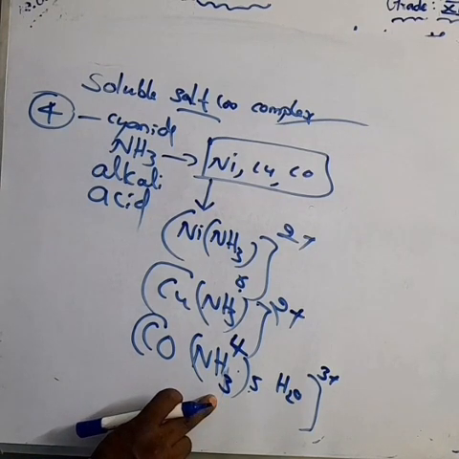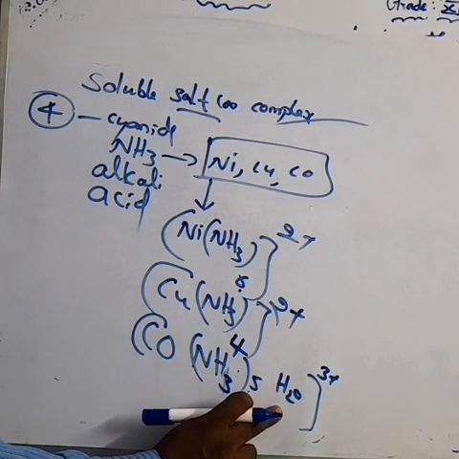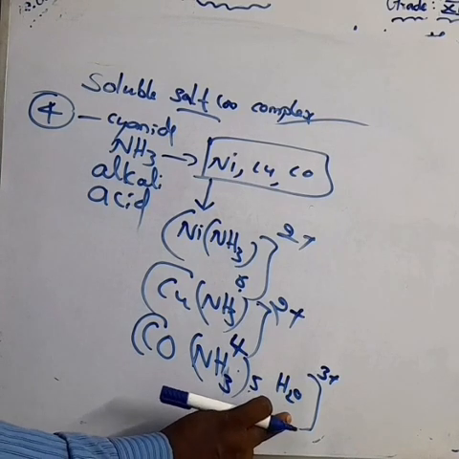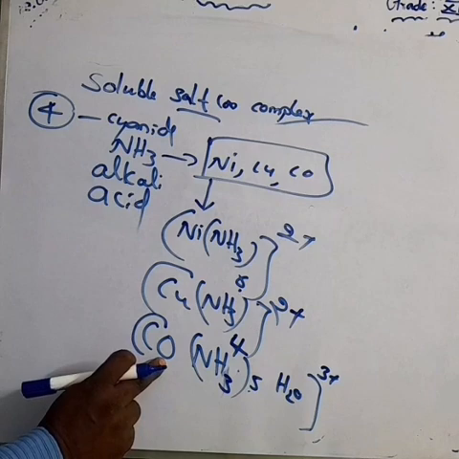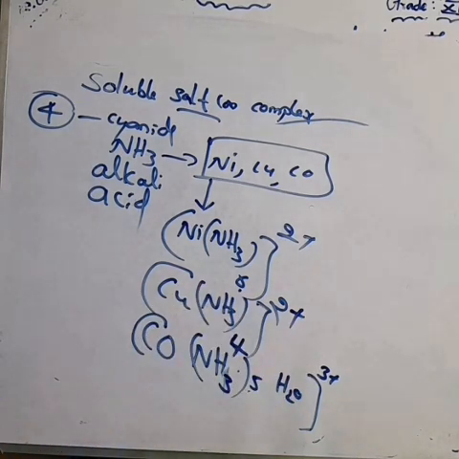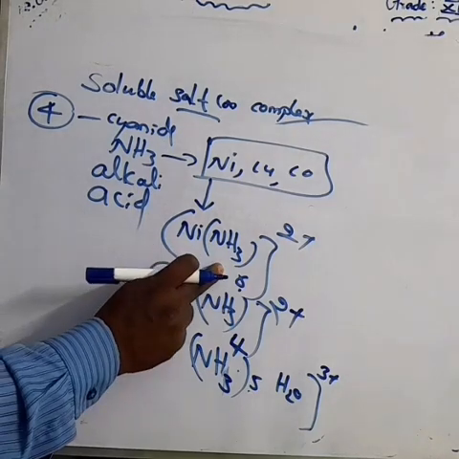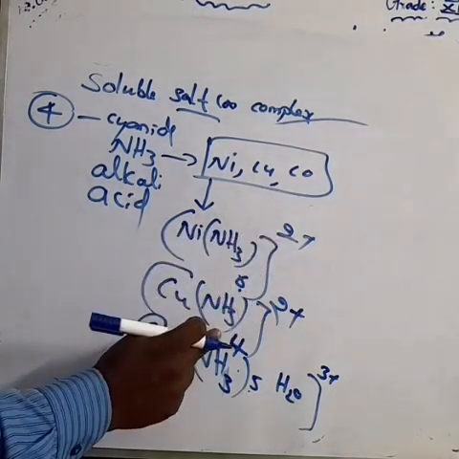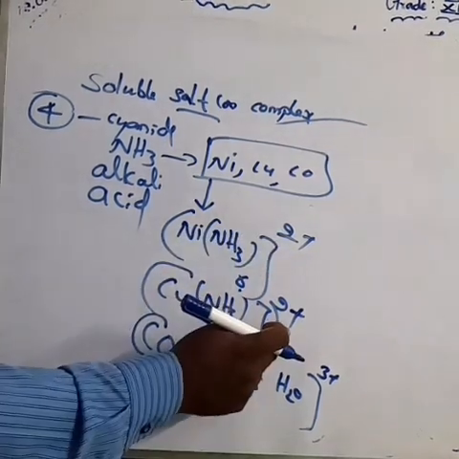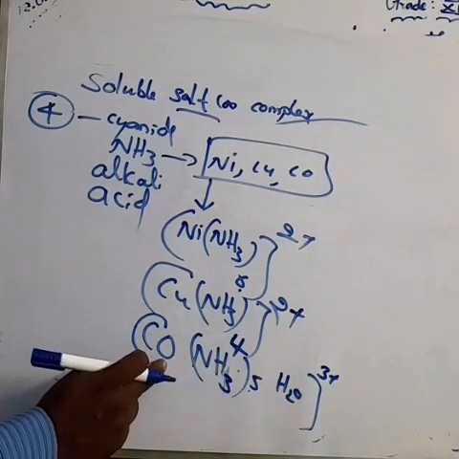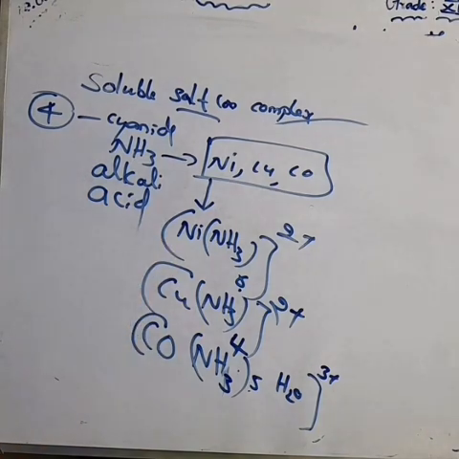How much ammonia is there? 5 ammonia, so pentaammine, and water we call aqua: pentaammineaquacobalt(III) ion. What is the first one? Hexaammine nickel(II) ion. Next, tetraammine copper(II) ion. Next, pentaammineaquacobalt(III) ion. Cobalt 3.